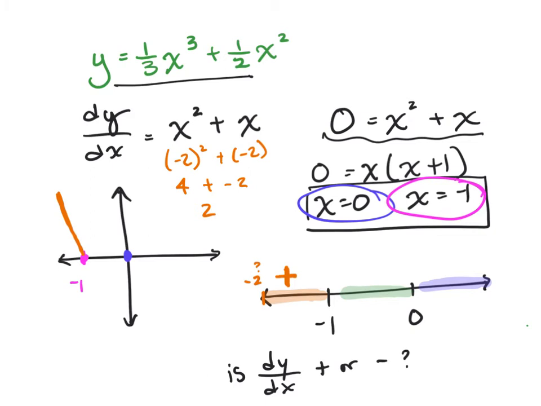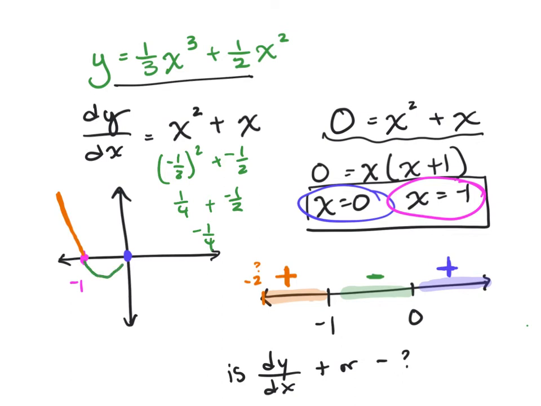So let's check. We're going to erase this, and then we're going to try and plug in negative 1/2. So negative 1/2 squared plus negative 1/2. This would get me 1/4 plus negative 1/2. That's negative 1/4. So it is, in fact, negative over here. And then if you test it, you'll find that it is also positive over here. Okay, so that tells me then that this section would be negative of my function, and this section over here would also be positive. So this is a very rough sketch of what our derivative looks like, right?